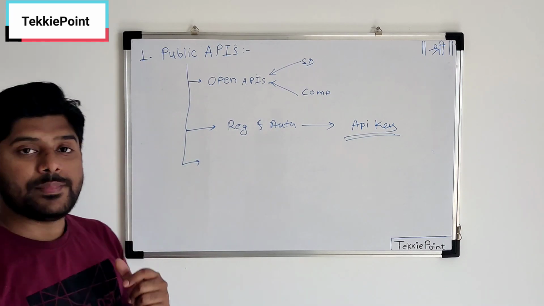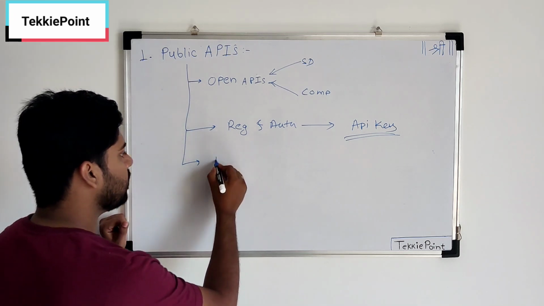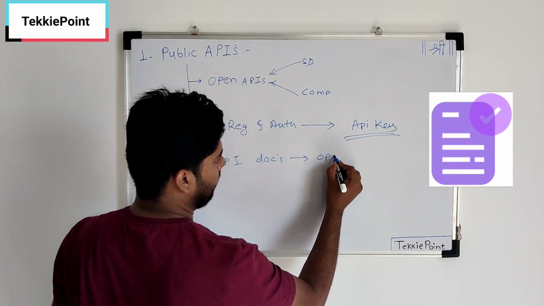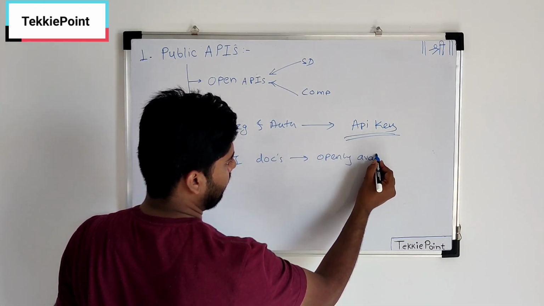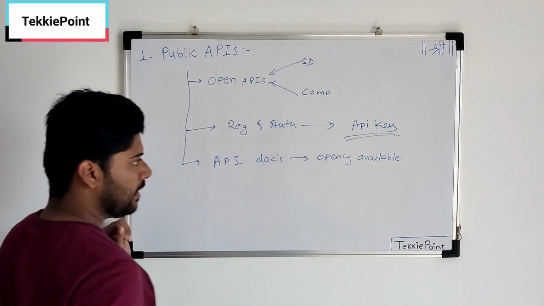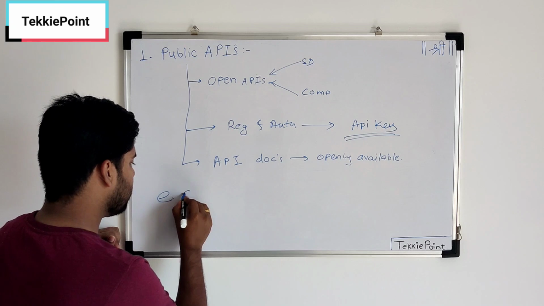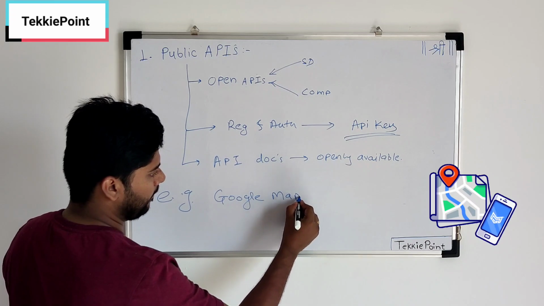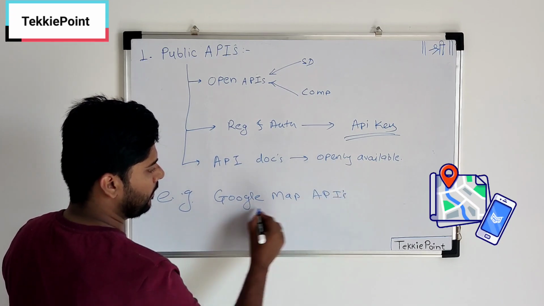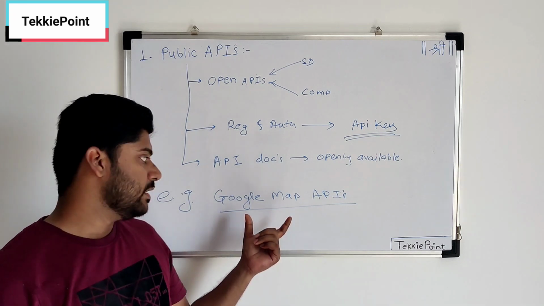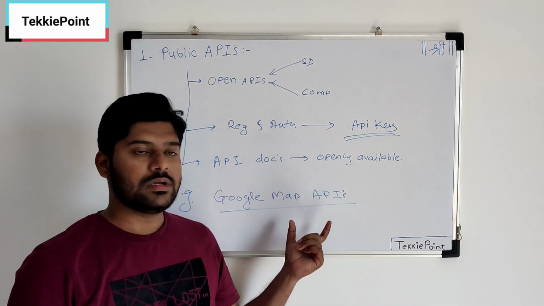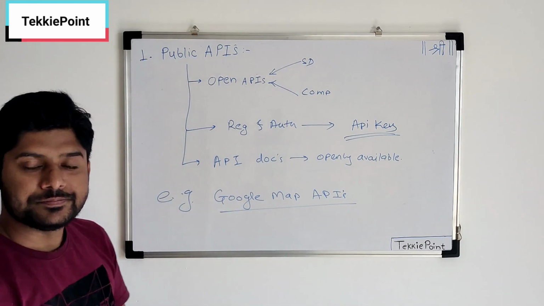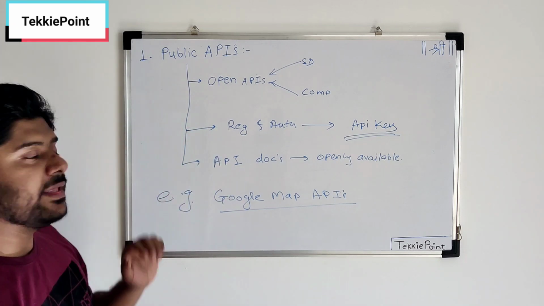As the name states, API documentation or API specification must be openly available. As an example, Google Map APIs are open APIs. With a small amount of usage, these APIs are freely available per developer account or authorized developer account. This is all about public APIs.